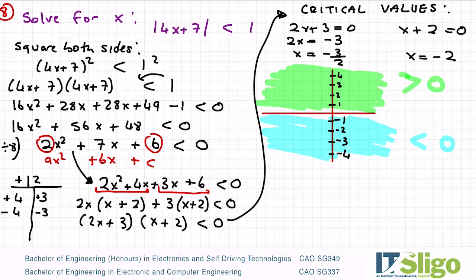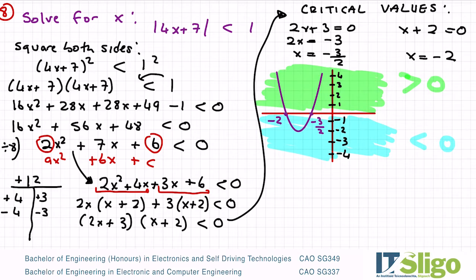Now, to come back to this particular question and to draw in this quadratic, I don't know how far it comes down, but I know it crosses the x-axis at minus 3 over 2 and minus 2. So let's draw it back in. Minus 3 over 2 there, minus 2 there.